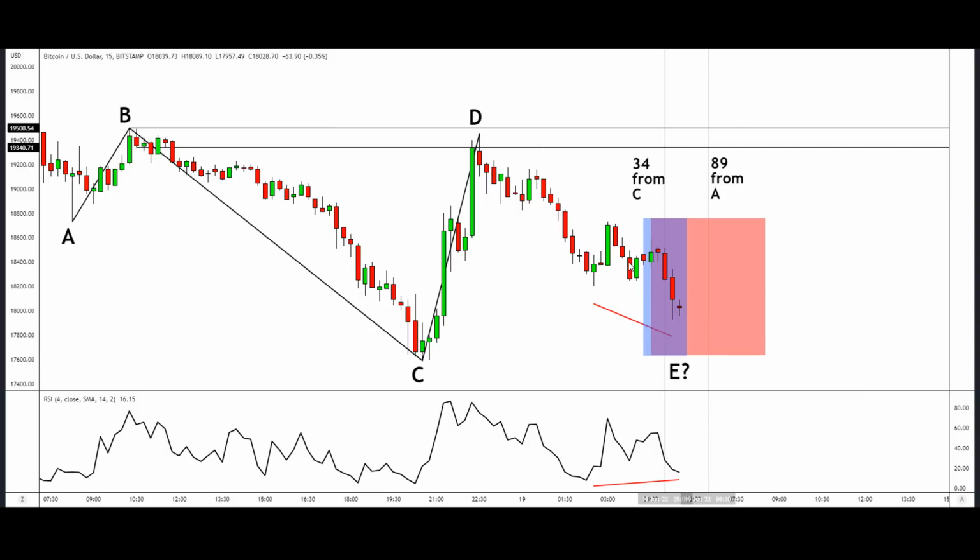The first vertical line represents a Fib count from low C at 34 candles, and the blue area is the 10% margin of error regarding this count. The second vertical line is a Fib count from low A at 89 candles, and the red area represents the 10% margin of error for that count specifically.